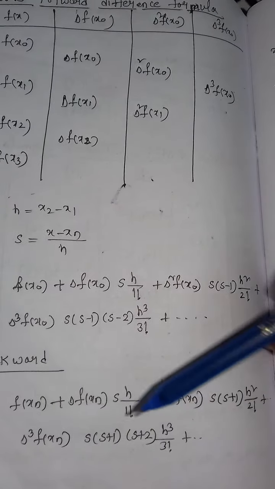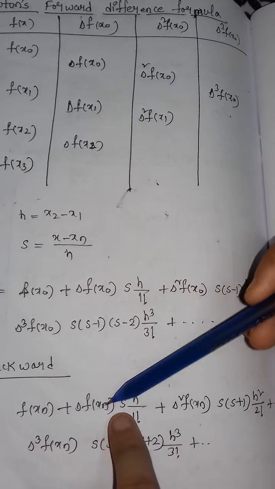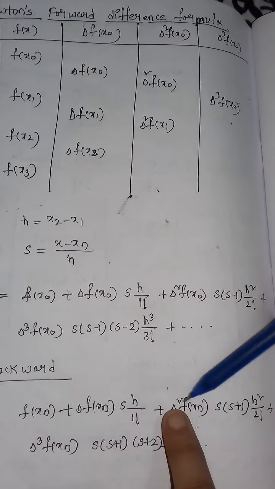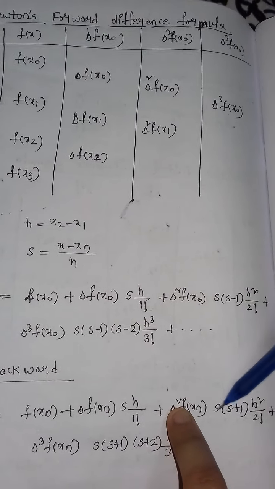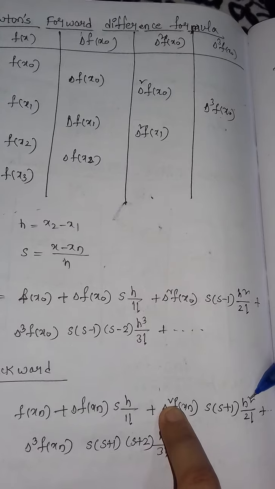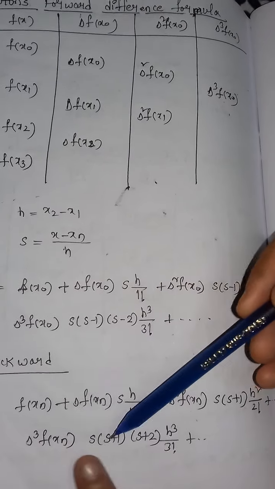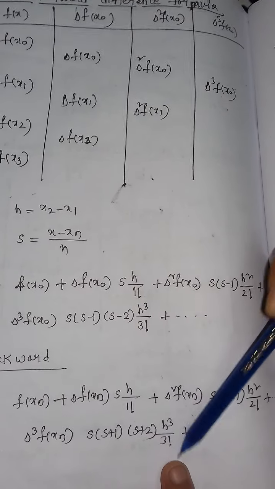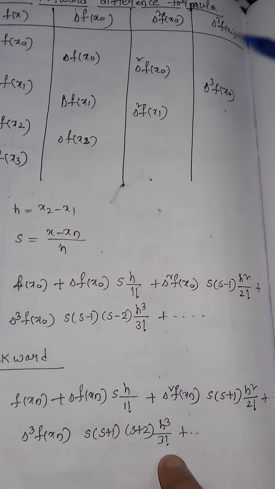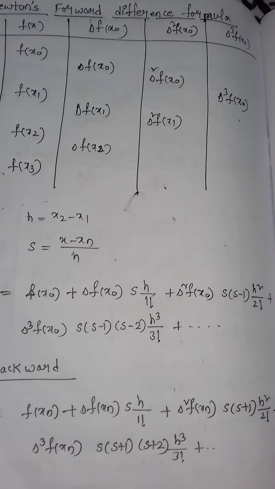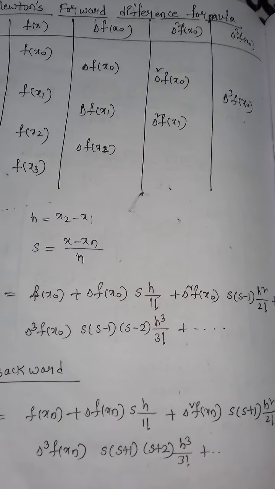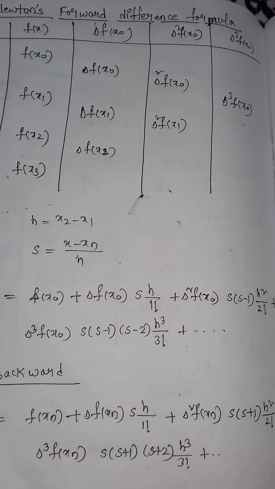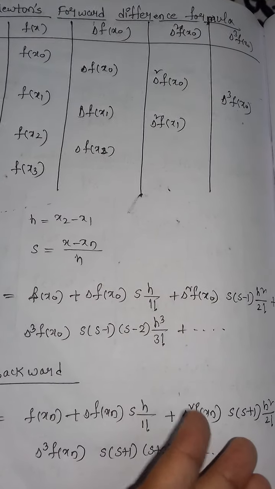As a trick you can remember that here there is only 1, so s h; here it is 2, the second difference, so two factors, s into s plus 1, h square; and for cube, s into s plus 1, s plus 2, h cube by 3 factorial. Okay, and now with this we have completed the Newton methods: Newton's divided difference formula, Newton backward, Newton forward.